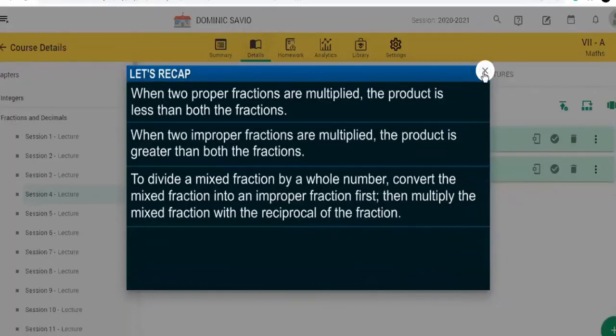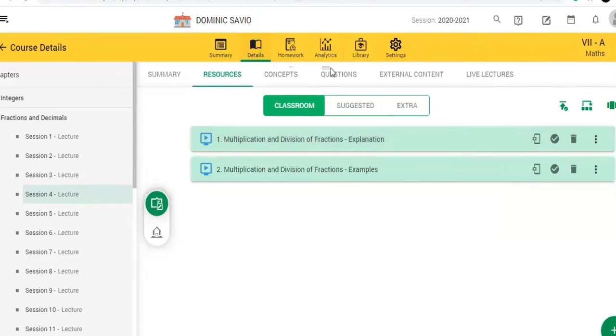Okay, so all of you understood? I think now you can unmute yourself. Yes, all of you understood? Yes. Yeah.